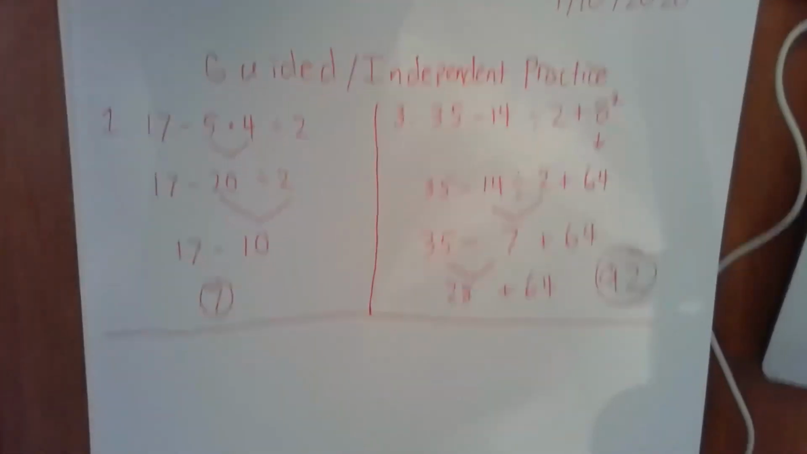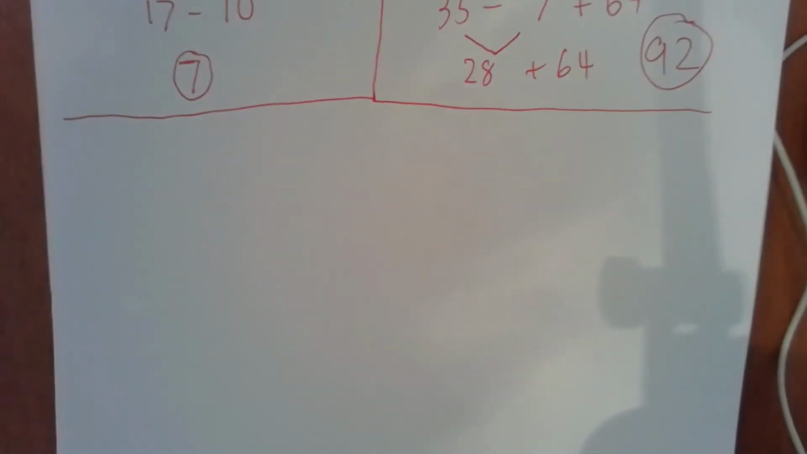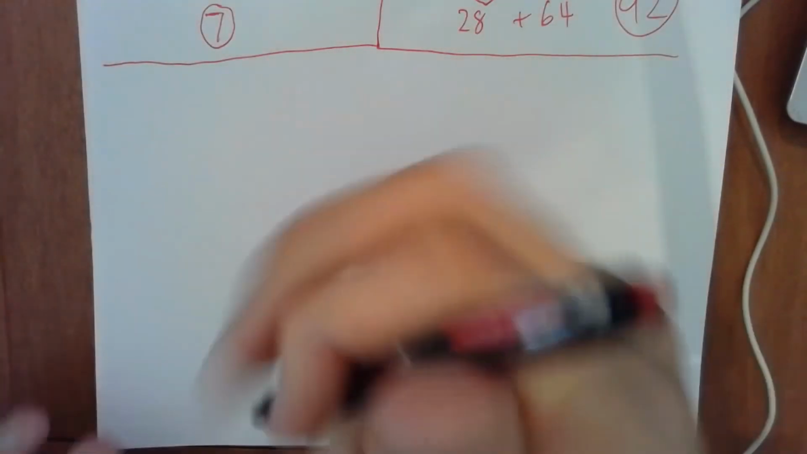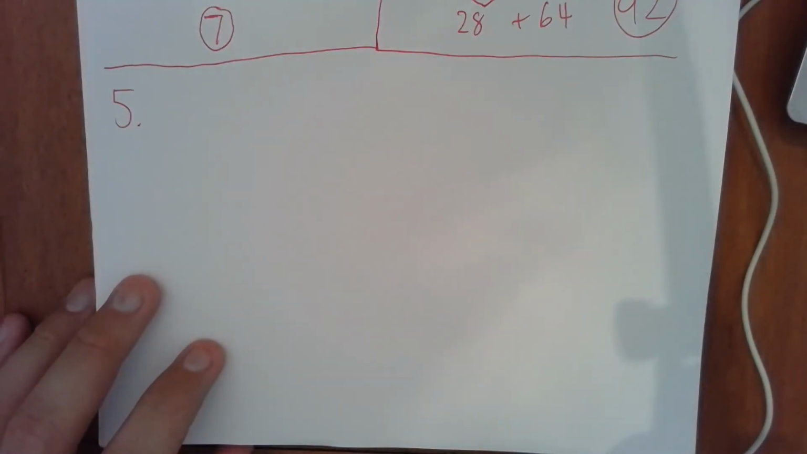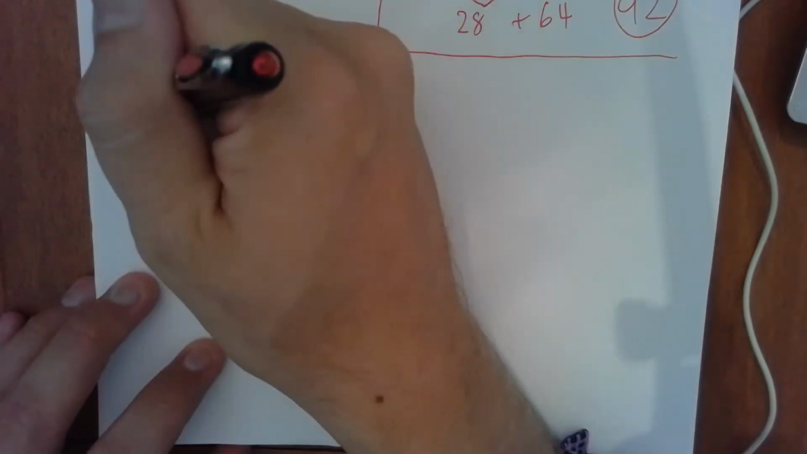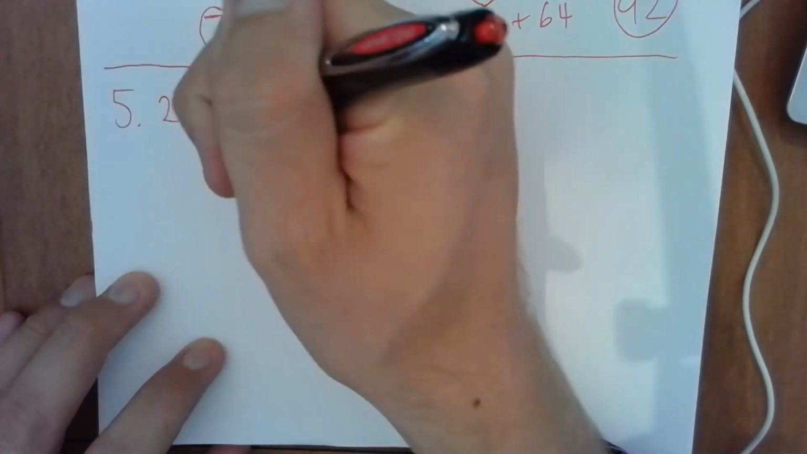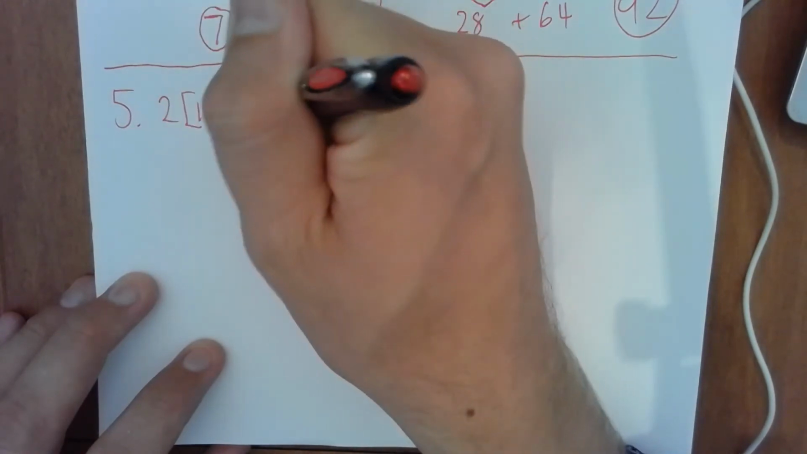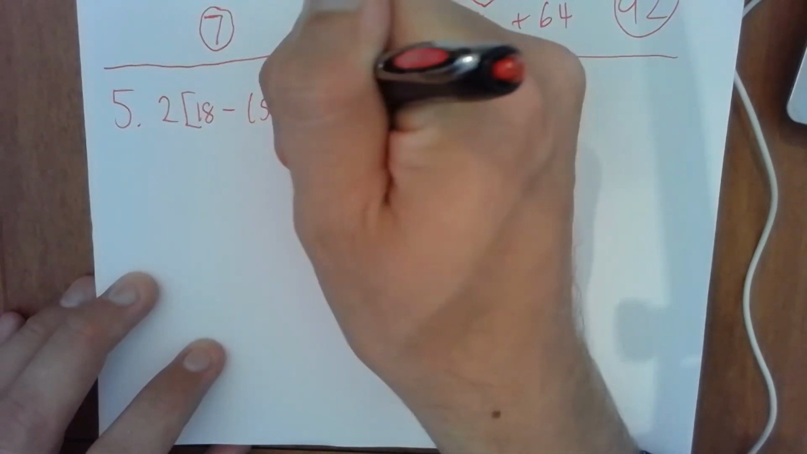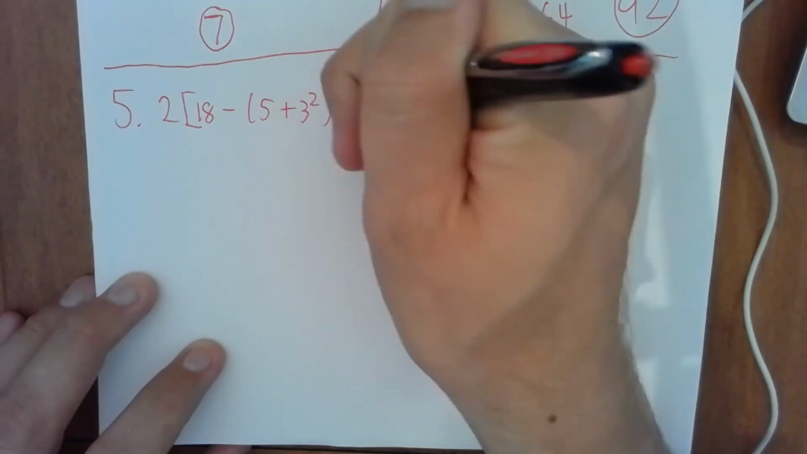Okay, we'll move everything else down. Next on our list is number 5. It's 2 bracket 18 minus parentheses 5 plus 3 squared close parentheses divided by 7.